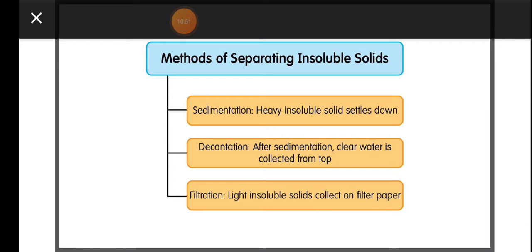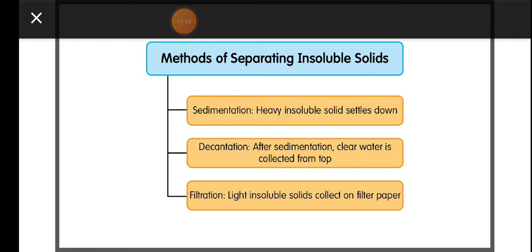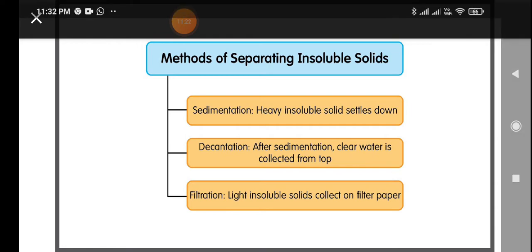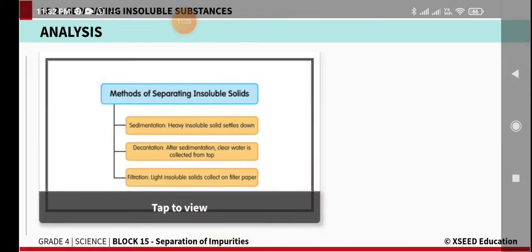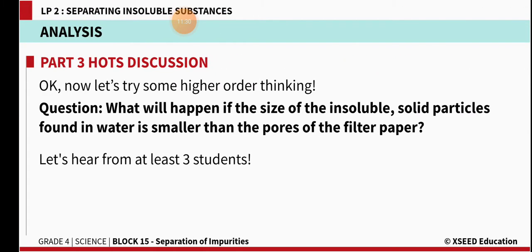So the methods of separating insoluble solids are sedimentation: heavy insoluble solids settle down at the bottom, they are known as sediments, and the process is called sedimentation. And decantation means after sedimentation the water is collected from the top. And the third process is filtration: light insoluble solids collect on the filter paper. So these are the three different separating or purification methods you learnt in this chapter.